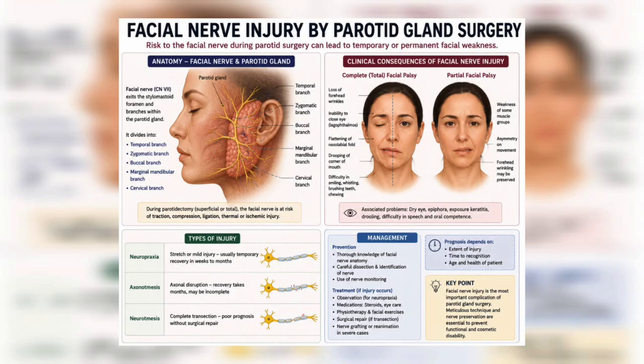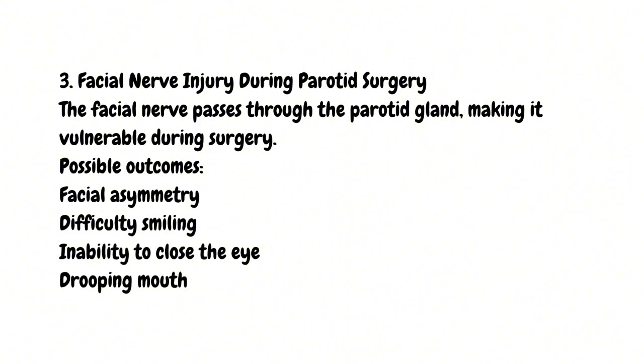The second most important is your parotid gland surgery, because as we know from the anatomy of the facial nerve, it passes through your parotid gland. If any procedure is performed, like parotidectomy, or some tumor compressing it, or accidental damage, that will lead to related symptoms. Possible outcomes could be facial asymmetry, difficulty in smiling, inability to close the eye, and drooping of the mouth.